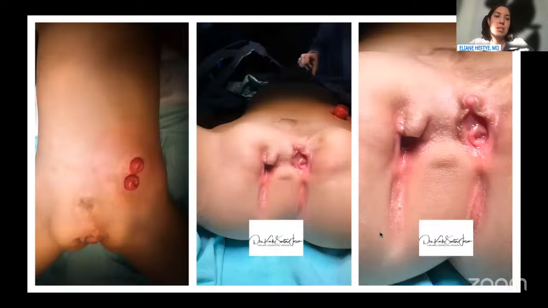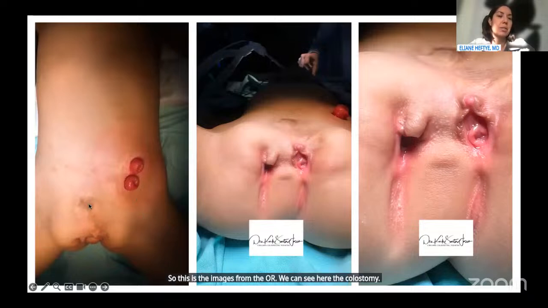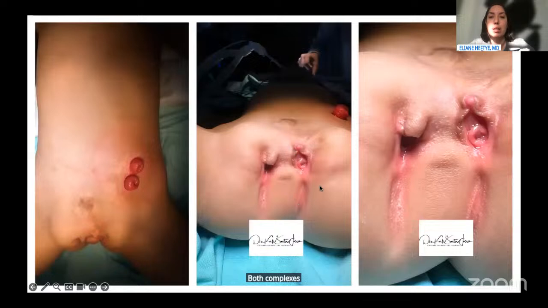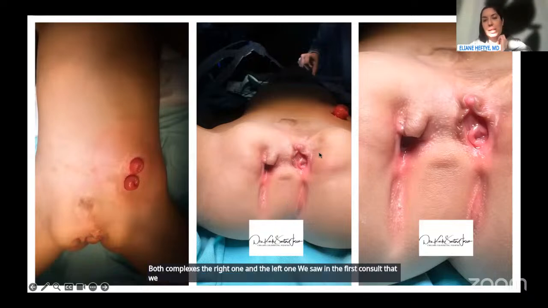So these are the images from the OR. We can see here the colostomy, and the rectus diastasis I told you about. Both muscle complexes, the right one and the left one. We saw in the first consult with the patient that the left complex was better than the right complex, so the plan was to use this one.